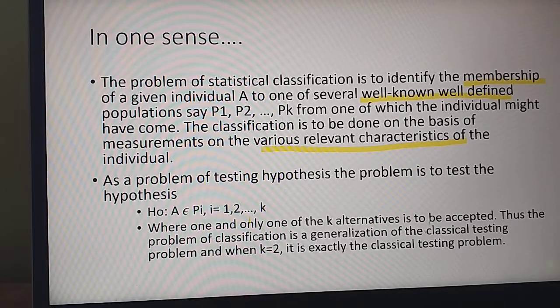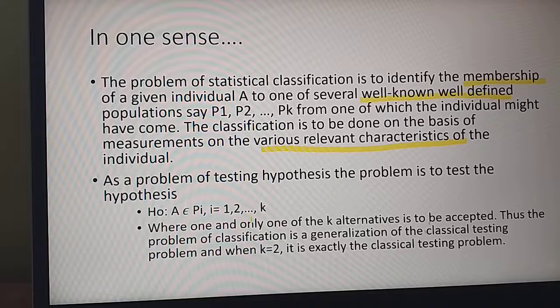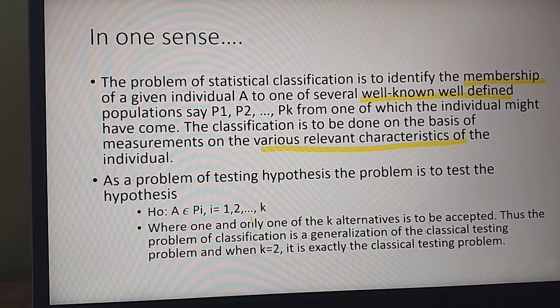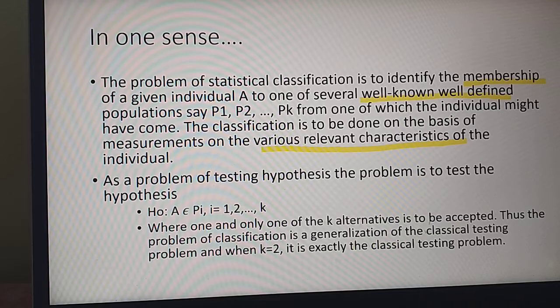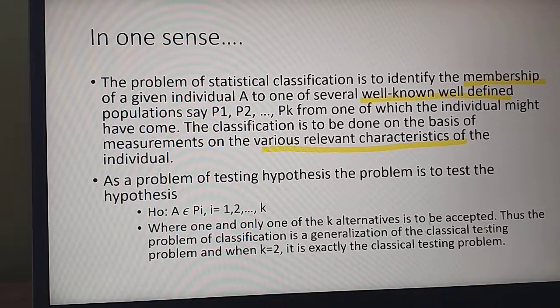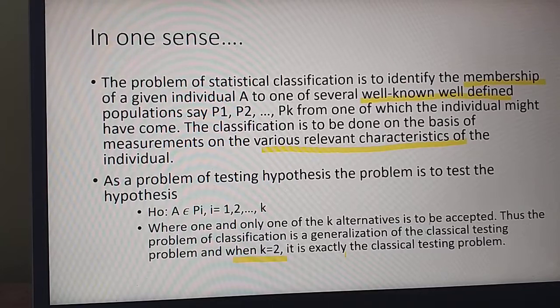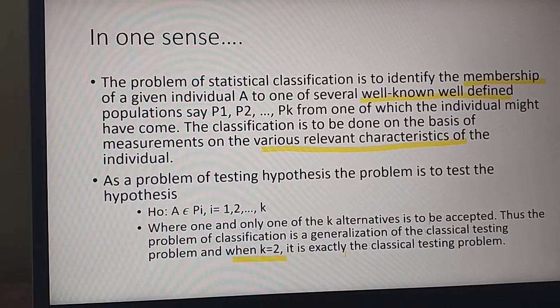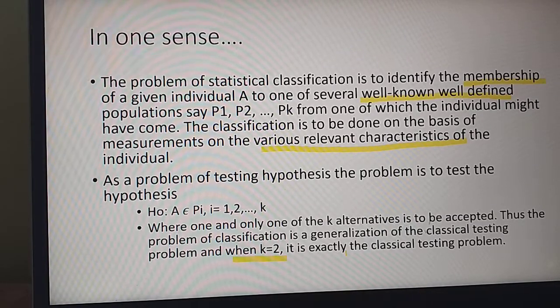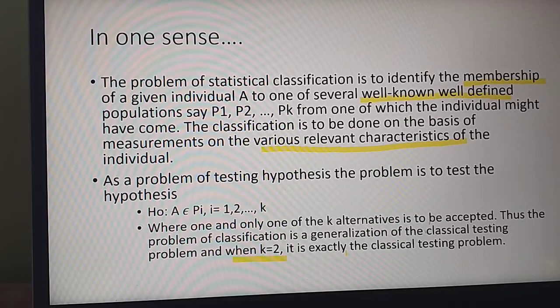A belongs to Pk. So in the case of our classical testing problem, we have only two hypotheses, that is the null hypothesis and the alternative hypothesis. Here we have K hypotheses. Okay, so the difference is that the problem of classification is a generalization of the classical testing problem, and when K is equal to 2, it becomes exactly the classical testing problem, where either A belongs to P1 or A belongs to P2. Then in that case, it is the classical testing problem. Otherwise, we have K populations, and in that, it is a statistical classification problem.